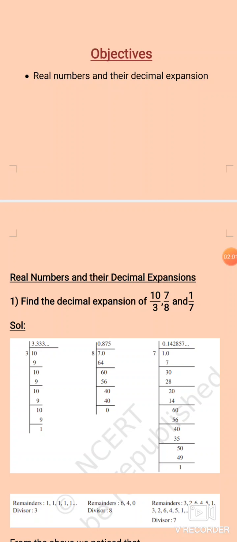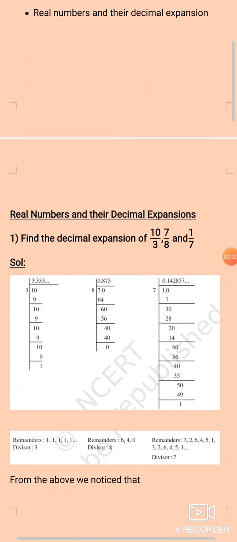Divisor what? 3. Second case remainders 6, 4, 0. Then the divisor what? 8. Then the next one, the remainders are, first case 10 minus 7, 3. Then 30 minus 28, 2, etc. That is 3, 2, 6, 4, 5, 1. Then that same one repeating 3, 2, 6, 4, 5, 1, etc. There the divisor what? 7. Now from this division we can conclude some points.